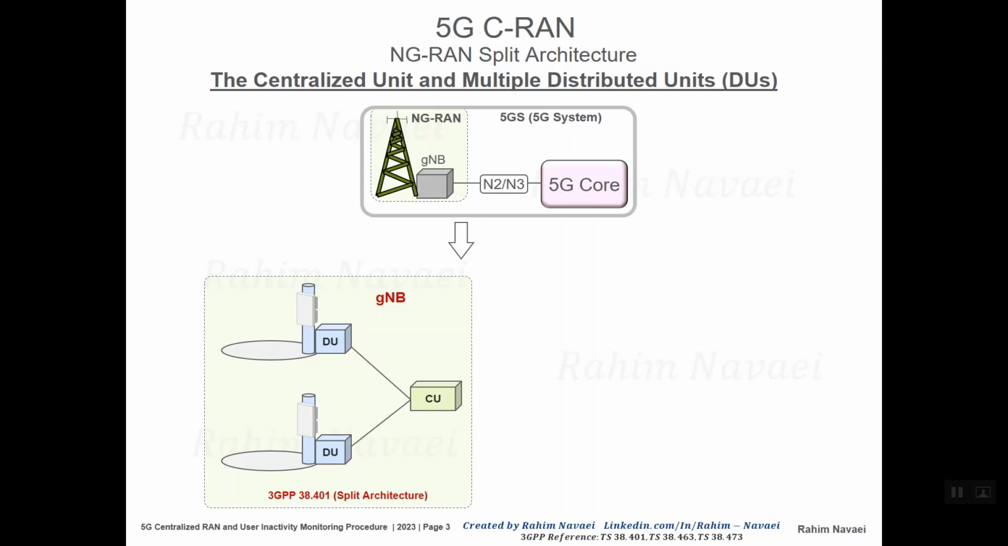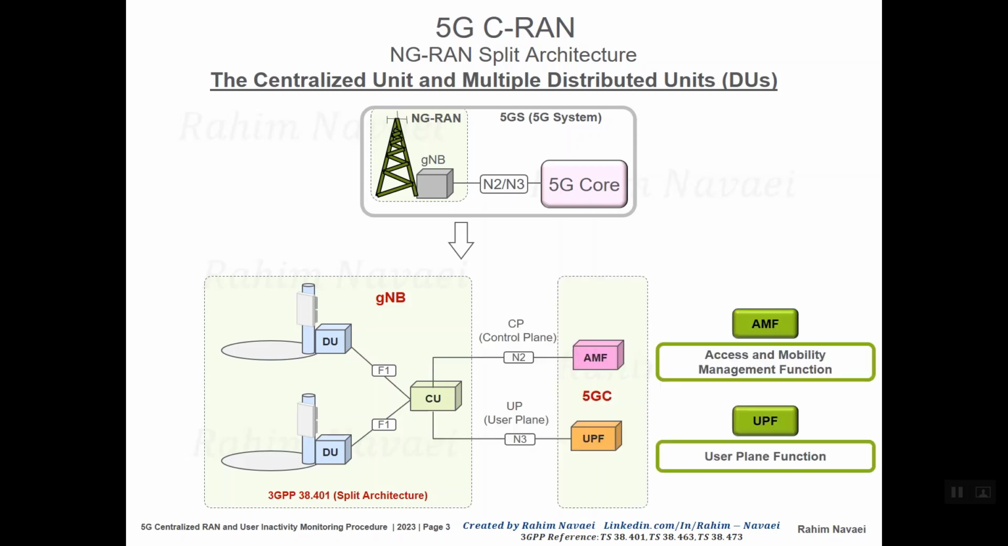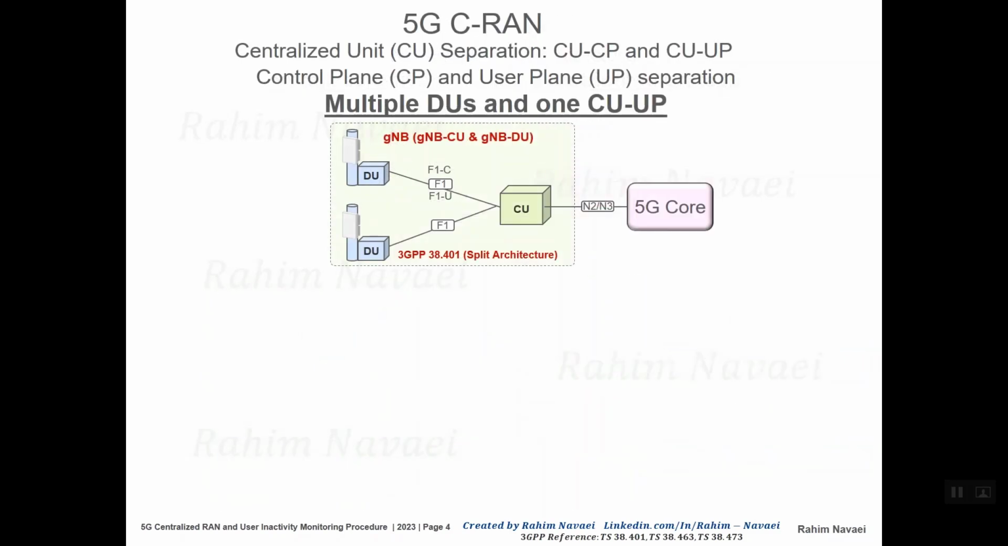The connectivity between the DU and CU is based on the F1 reference point, which is responsible for transporting the control plane and the user plane. The centralized unit also has connectivity to the 5G core via N2 and N3 interfaces for the control plane and the user plane purpose. Here, we've got a gNB, which consists of the centralized unit and two distributed units.